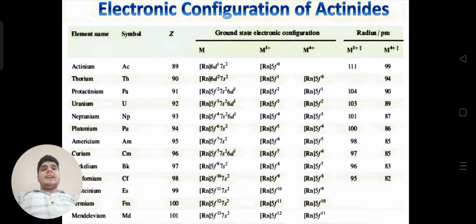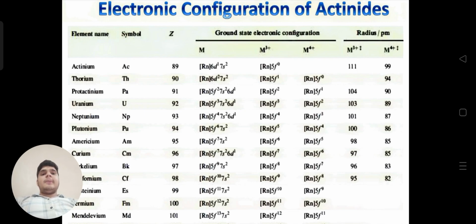For understanding the electronic configuration of actinides, let's take an example from all the elements. Let's take the example of actinium with symbol Ac and atomic number 89. Its electronic configuration in the ground state is radon 6d1 7s2, and in the 3+ state its configuration becomes radon 5f0. Also, the radius of M3+ of actinium is 111 picometer and of 4+ it is 99 picometer.